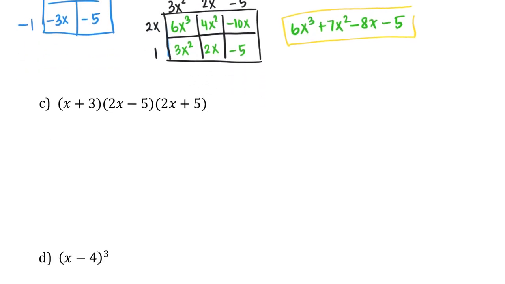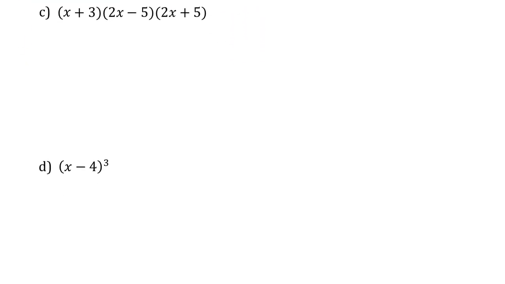Okay, let's look at C, because C is an example of one where I wouldn't do it left to right. If I see something that looks easier, I'm going to do it that way. So I have x plus 3 times 2x minus 5 times 2x plus 5. Now the 2x minus 5, 2x plus 5, I recognize as a difference of squares. If you recognize that, you know the answer to this because it's a difference of squares. I would do that first because it'll be easier. 2x minus 5 times 2x plus 5: 2x times 2x is 4x squared, minus 5 times positive 5 is negative 25.